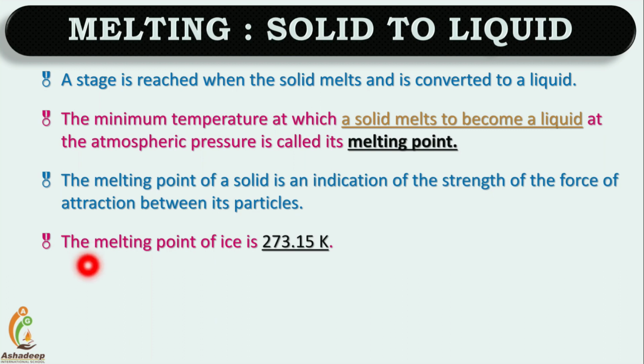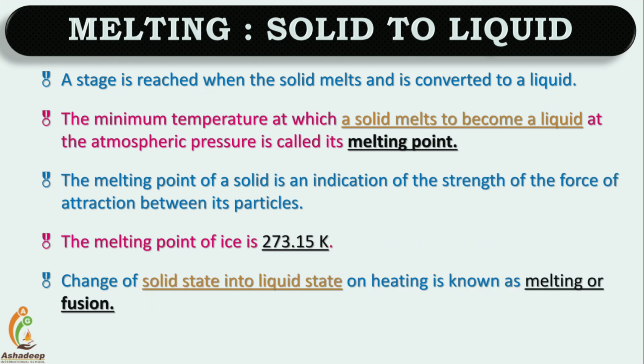Now the melting point of ice is 273.15 Kelvin. You can also convert this Kelvin into degrees Celsius. You can write it as 0 degrees Celsius. Change of solid state into liquid state on heating is known as melting or fusion. When there is a change of solid state to liquid, it is called fusion or melting.